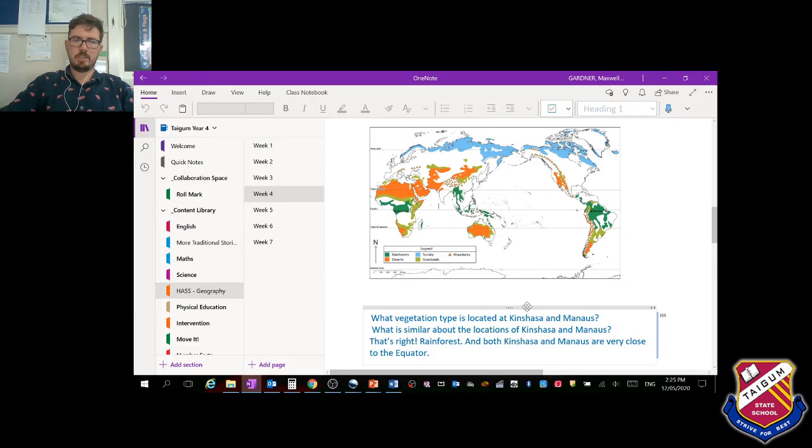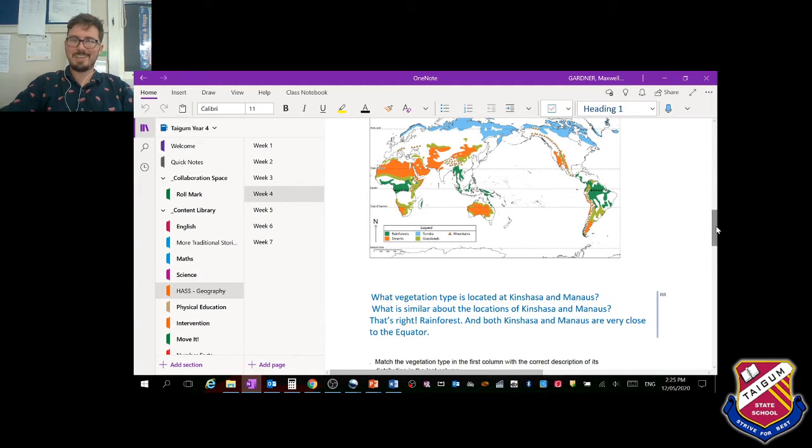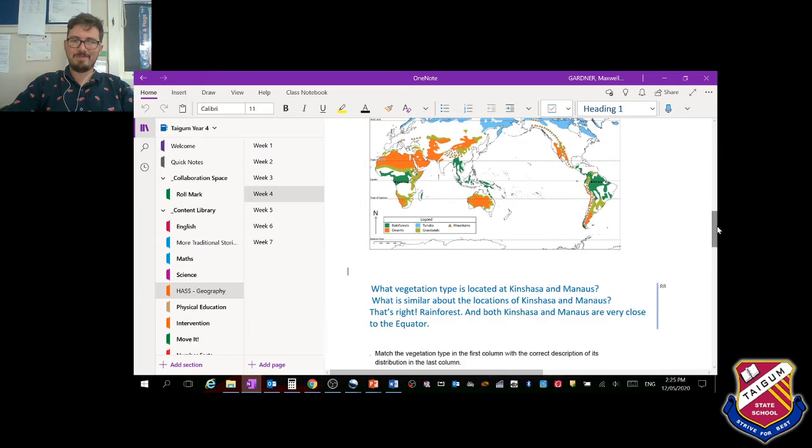So there's a couple of questions here. What vegetation type is located at Kinshasa and Manaus? There's Kinshasa and Manaus. Answer that question in your book. Next, what is similar about the locations of Kinshasa and Manaus? That's right, rainforest. And both Kinshasa and Manaus are very close to the equator. So you probably didn't really have to write those in your books because they told you the answer just there.